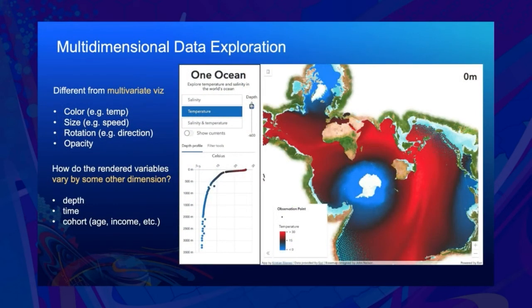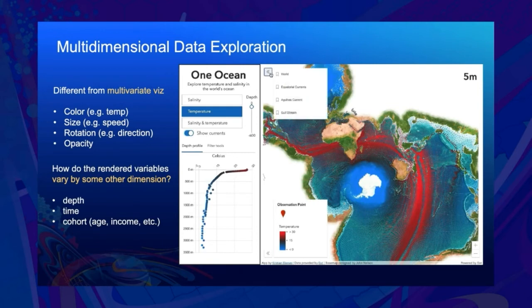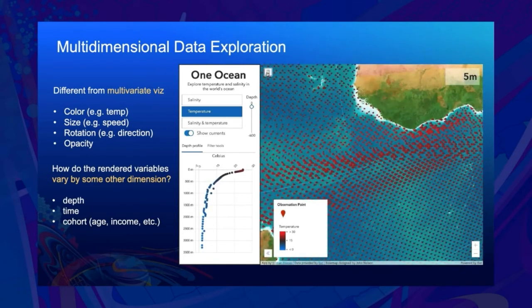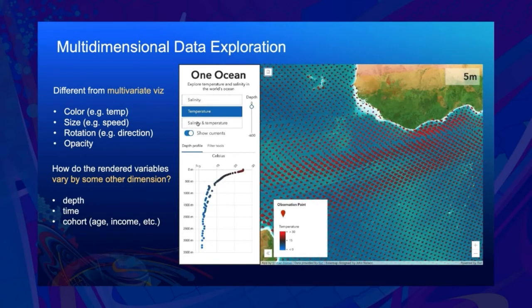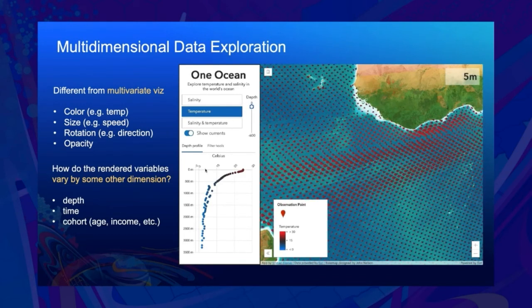Also, there's a concept called multidimensional data exploration. This is really all about animating your data. I showed a little bit of this with that election data set, but we also have other apps such as this ocean application, which allows you to explore various variables at different depth levels and animate temperature, salinity, and current direction with a slider. So this is great for exploring different dimensions of your data.